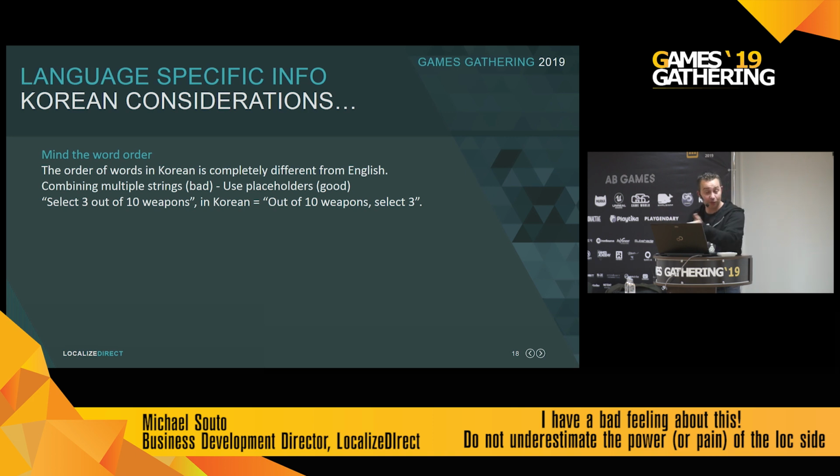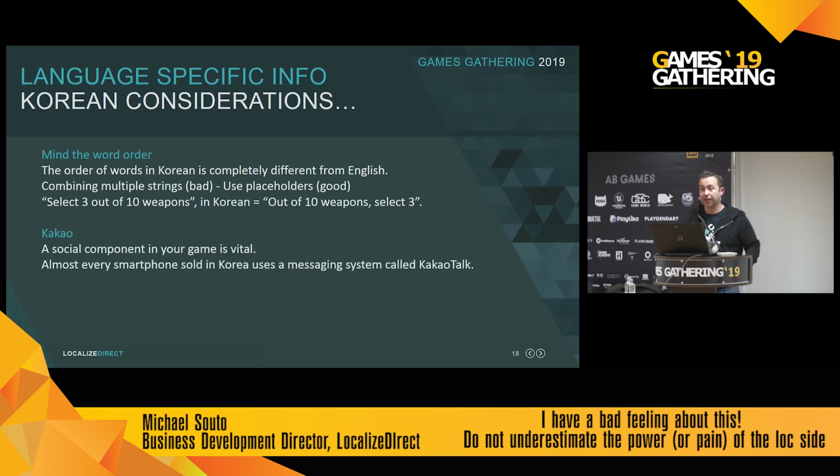For example, in Korean, I've chosen this one: select 3 out of 10 weapons. What would actually happen is it would read as, out of 10 weapons, select 3. If you locked in that order, then your game is going to read like it's been made by Google Translate or something, which is obviously crap.